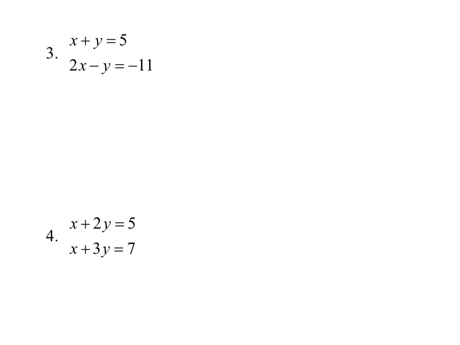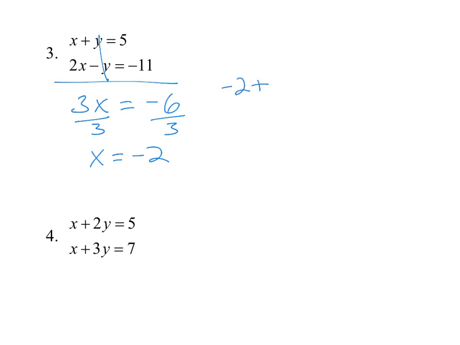All right, moving on to number 3. X plus y. Okay, so now these I can go ahead and add because I'll get rid of those y's. So the y's cross out. I have 3x equals 5 minus 11 is -6. I divide by 3. I'm going to have x equals -2. Plug that in. I have -2 plus y equals 5. I add 2 to both sides. Y equals 7. My answer is going to be -2, 7.